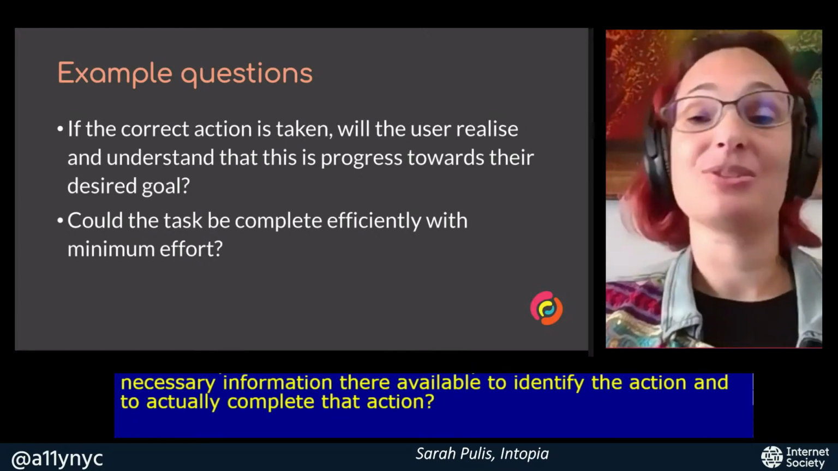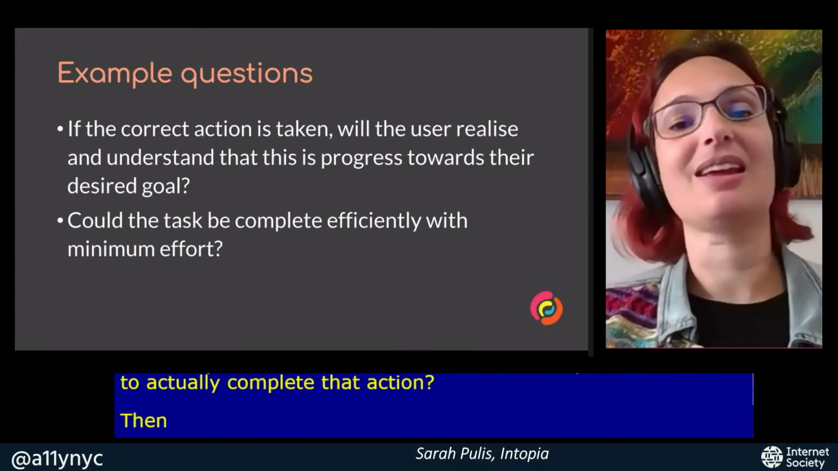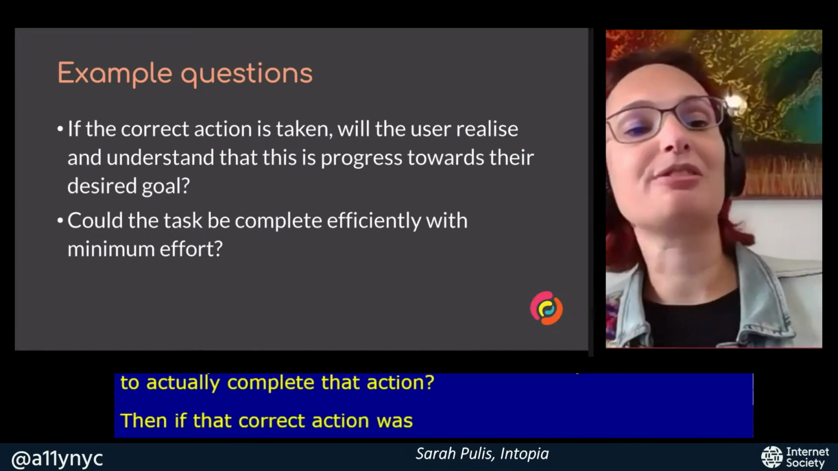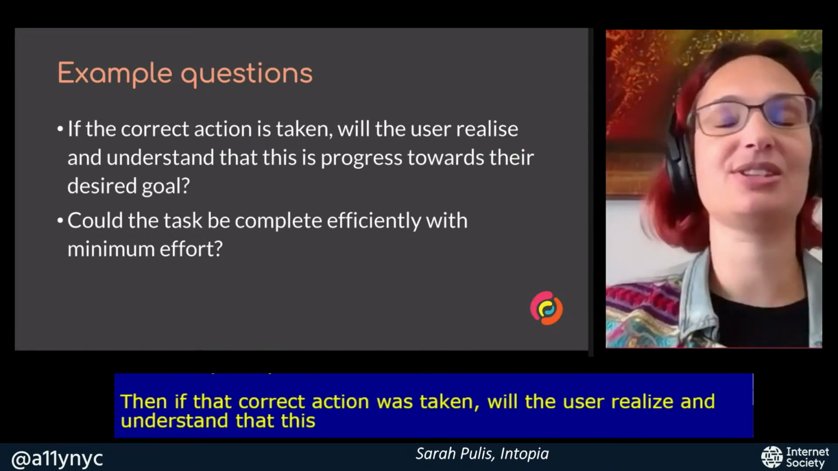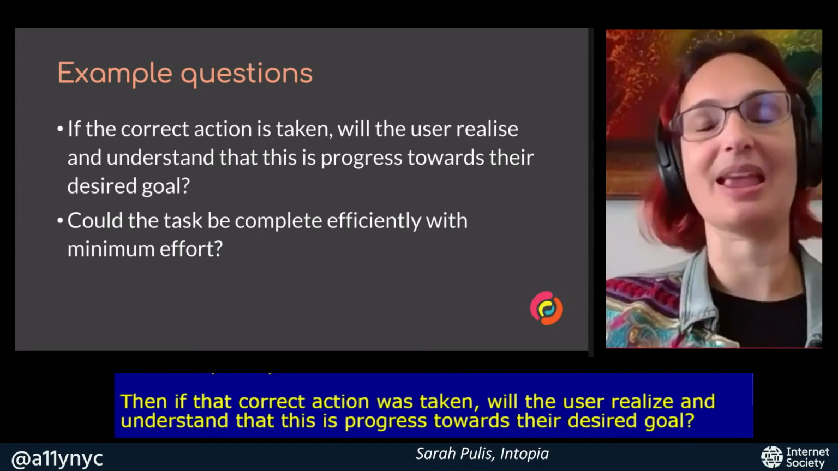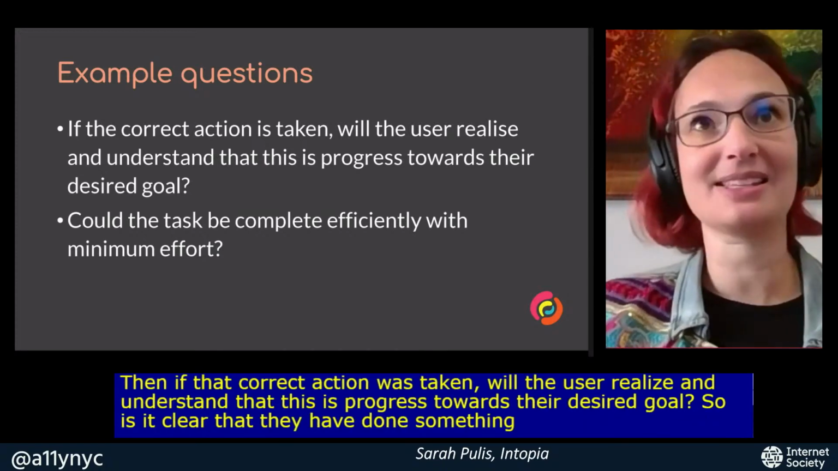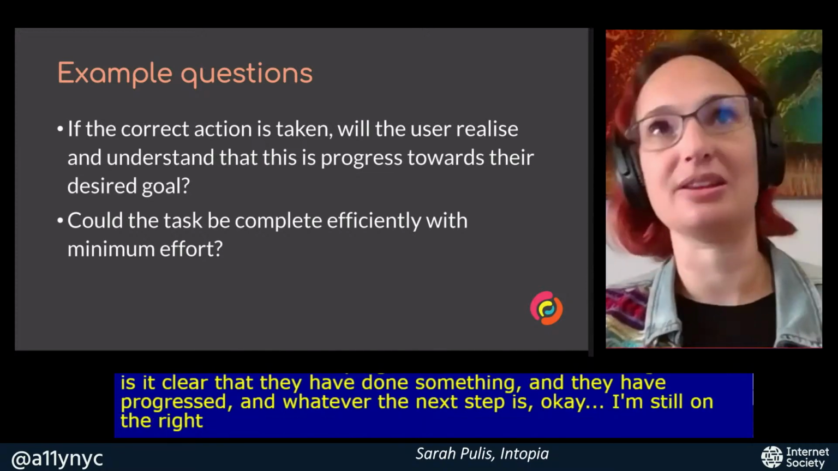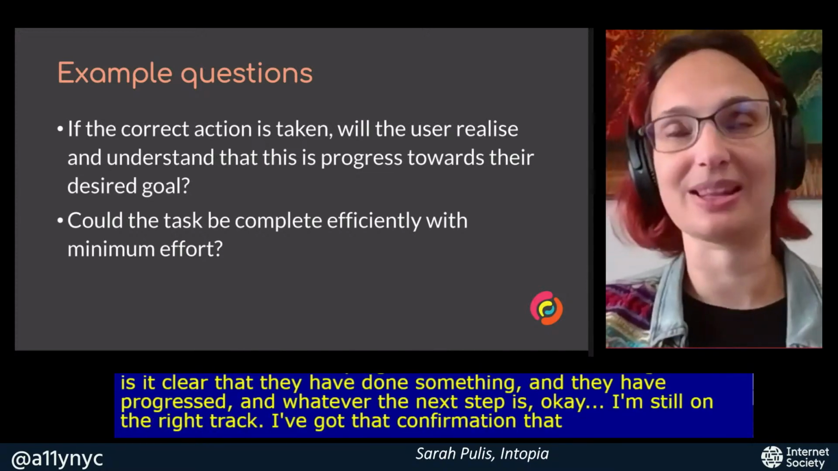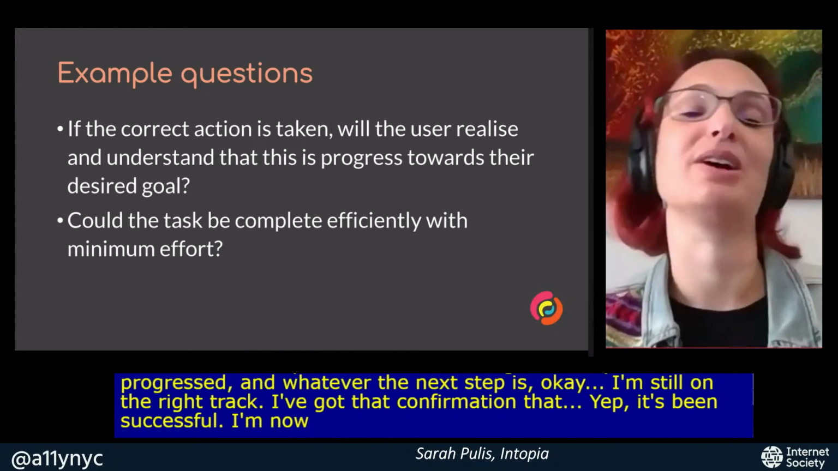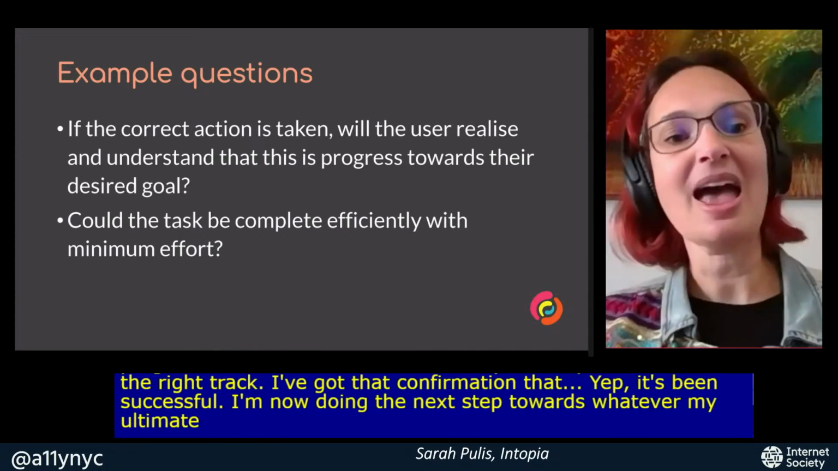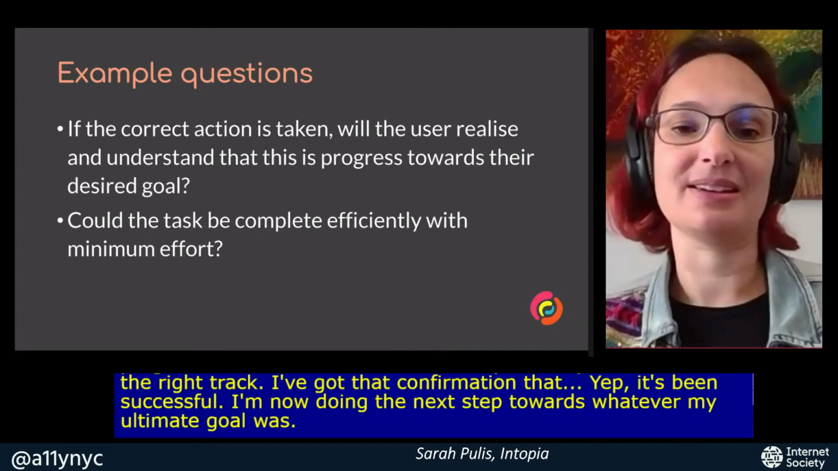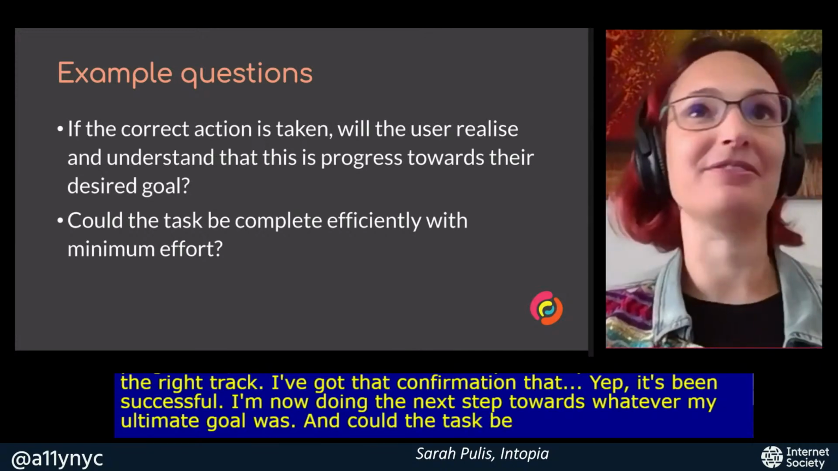Then if that correct action was taken, will the user realize and understand that this is progress towards their desired goal? So is it clear that they have done something and they have progressed? Okay, I'm still on the right track. I've got that confirmation that, yep, it's been successful. I'm now doing the next step towards whatever my ultimate goal was.